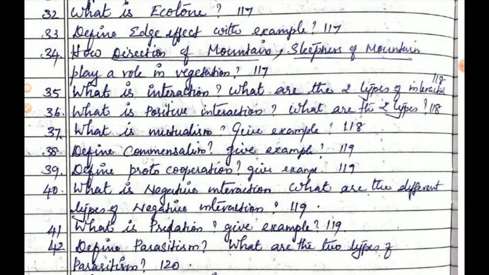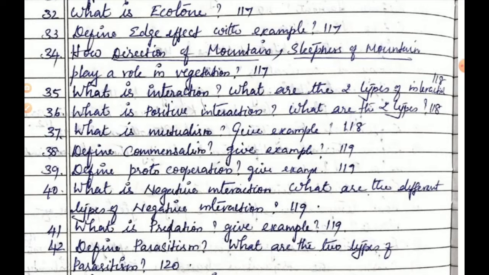Below that example for mutualism, which we have just seen, open the bracket, it is given commensalism. It is an interaction between two organisms in which one is benefited and the other is neither benefited nor harmed. The species that derives benefit is called commensal, while the other species is called host.